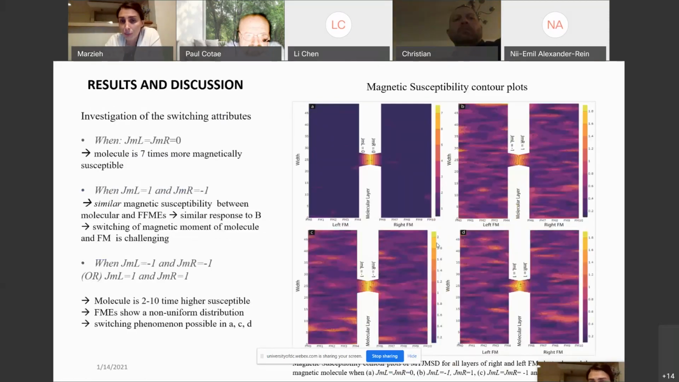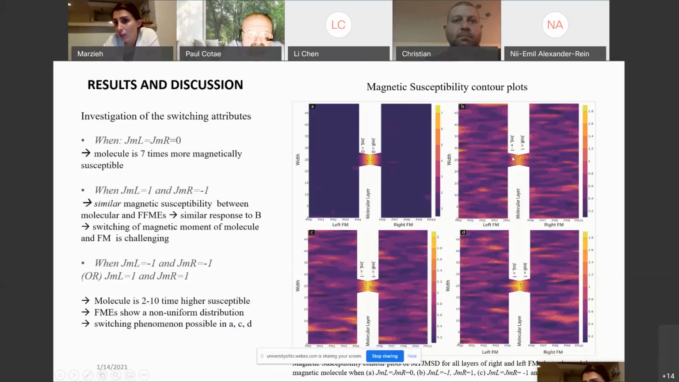Another feature that has been investigated is the magnetic susceptibility of the device, again for the main 4 cases. In the 0,0 case, when there is no communication between these electrodes through the molecules, we see that the magnetic susceptibility of the electrodes is very low, but the magnetic susceptibility of the molecule is very high. In other cases, when we have these connections, the magnetic susceptibility is on average the same in the electrodes.